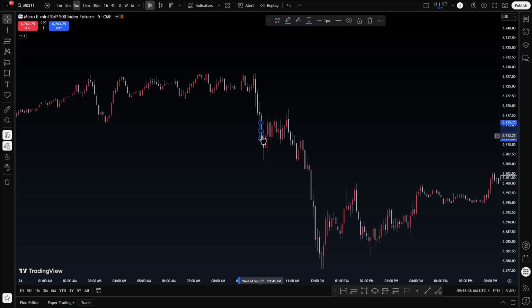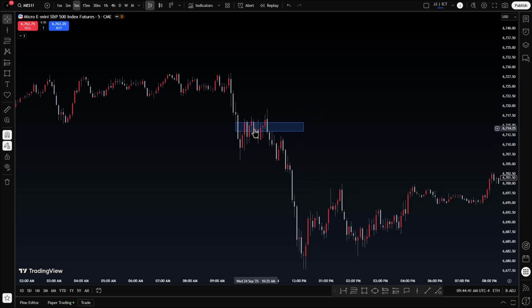See this right here? Let me see it. I just woke up, so just give me a little minute. I'm still recalibrating. You see how price is just abusing this fair value gap for like 40 minutes straight?